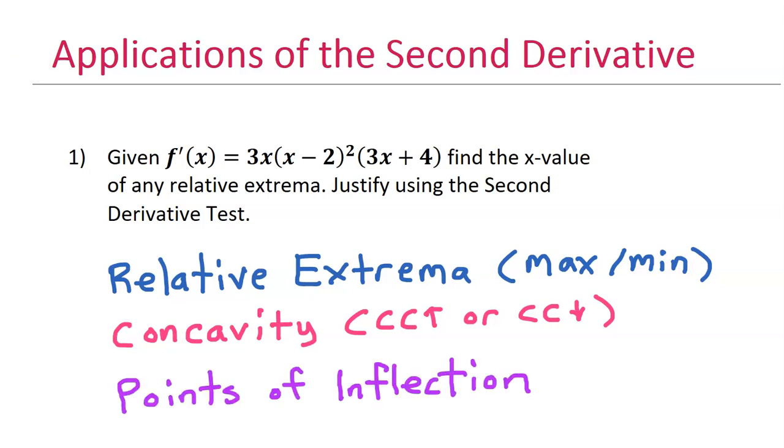We can also use the second derivative to identify points of inflection. That's where the function changes concavity. Either it goes from concave up to concave down, or vice versa.